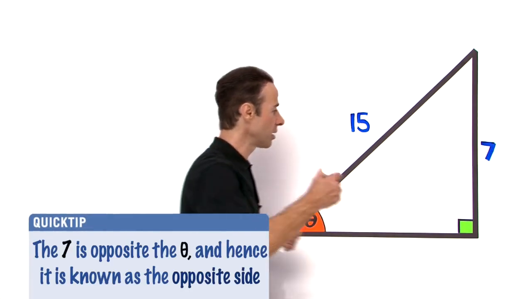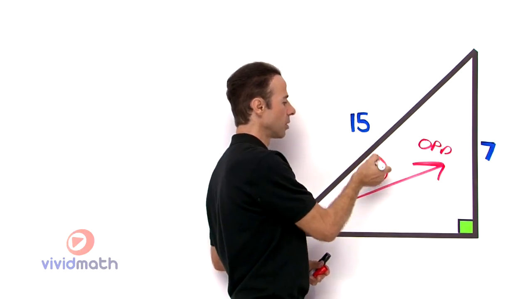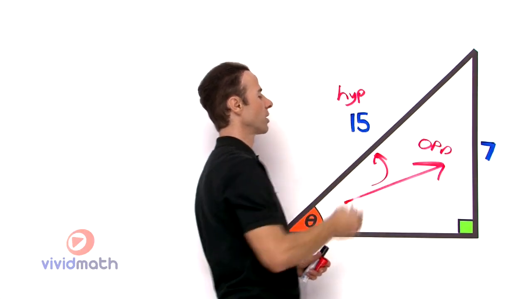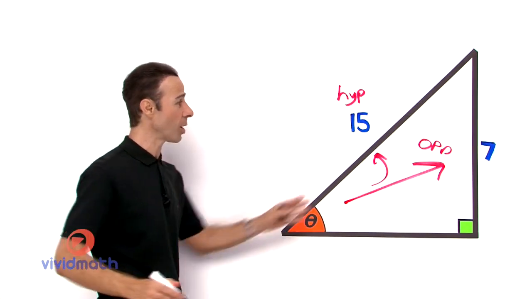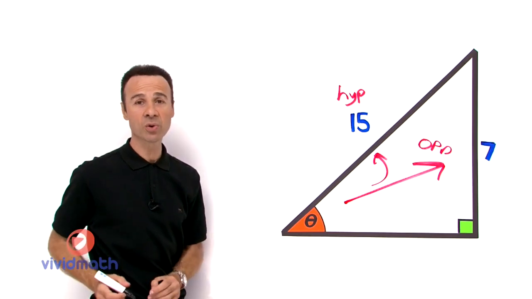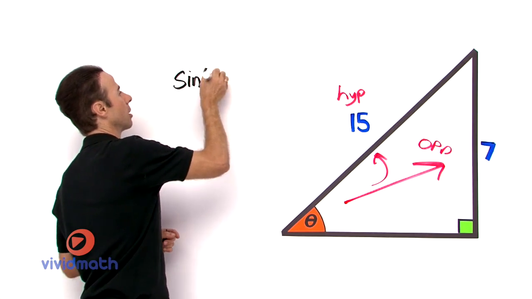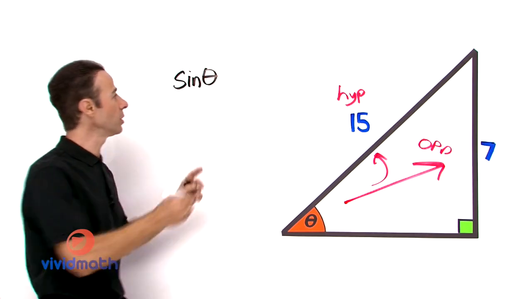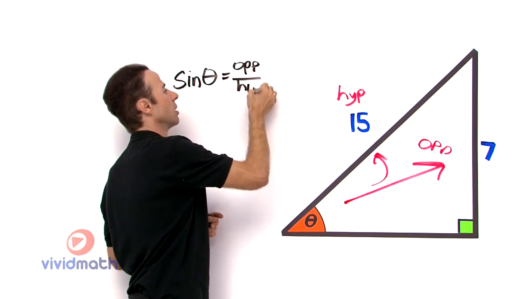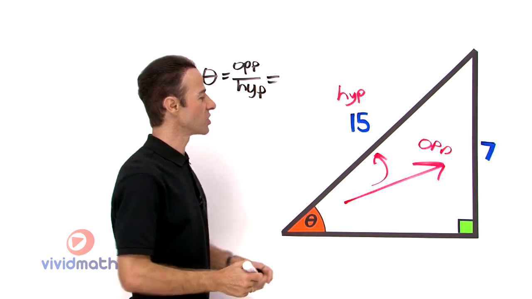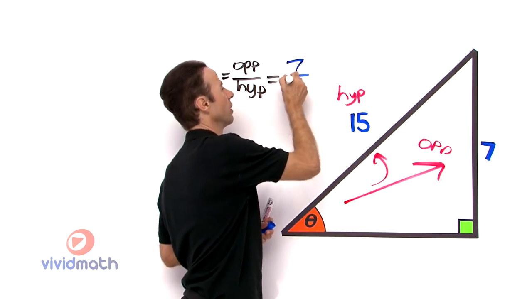Let me just write that in there. So straight across, we have opposite, and then we have the hypotenuse. There's the hypotenuse happening. Okay, so let's write down the trig ratio. It's opposite over hypotenuse, which is, of course, sine theta. Let's write that down: sine theta, which is the pronumeral we're looking for, equals opposite over hypotenuse, which equals, what have we got? We've got 7 over 15.